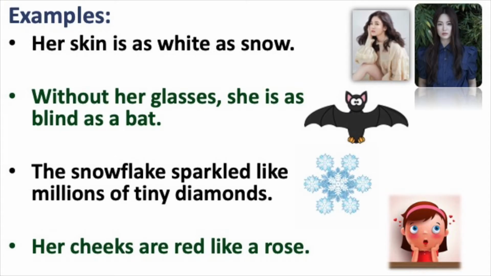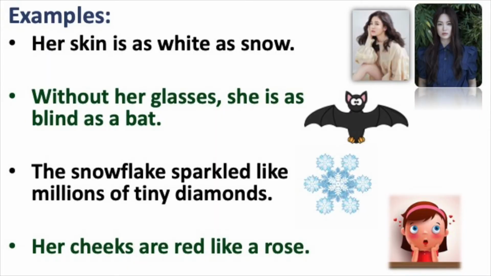Next, the snowflakes sparkled like millions of tiny diamonds. As you can see, we use the word like. What are the two different things that we compared? We have the snowflake and the tiny diamond. They both sparkle.